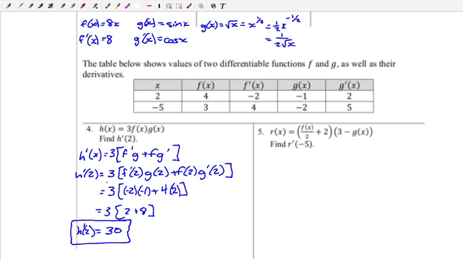So again, just a matter of applying the rules and then looking up your numbers in a table to plug into whatever you get. So why don't you go ahead and pause your video now and try number 5, and I'm going to also pause my recording and do it off screen and then come back and check how you did.